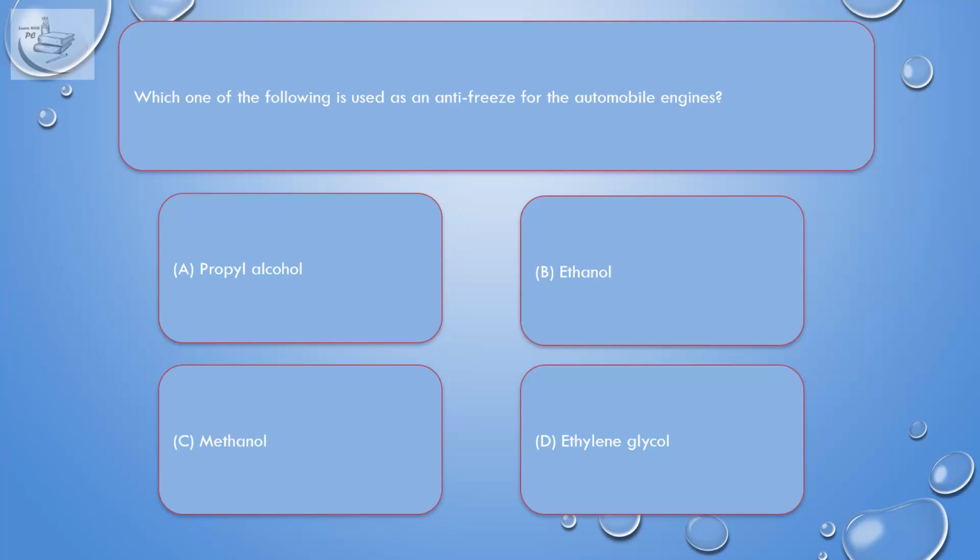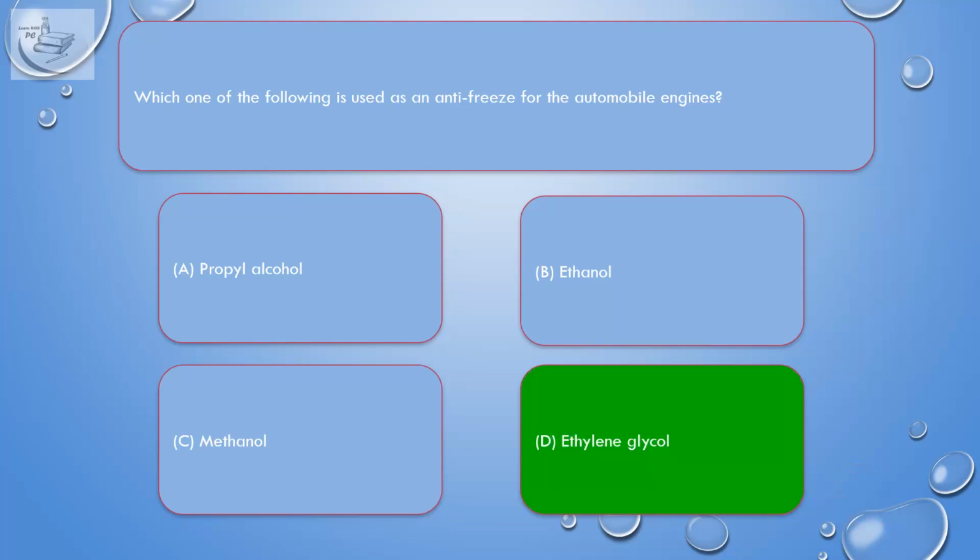Question: Which one of the following is used as an antifreeze for automobile engines? A. Propyl alcohol, B. Ethanol, C. Methanol, D. Ethylene glycol. Correct answer is D. Ethylene glycol.